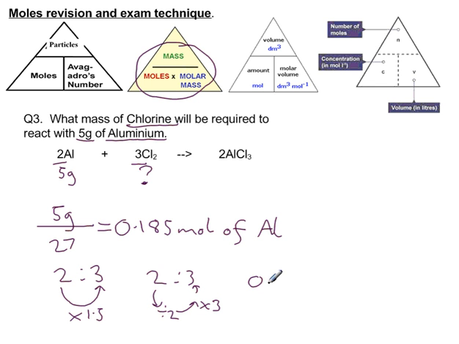So to work out the number of moles of chlorine, we get the number of moles of aluminium and scale it to give us the number of moles of chlorine. So the number of moles of chlorine is 0.28 moles.